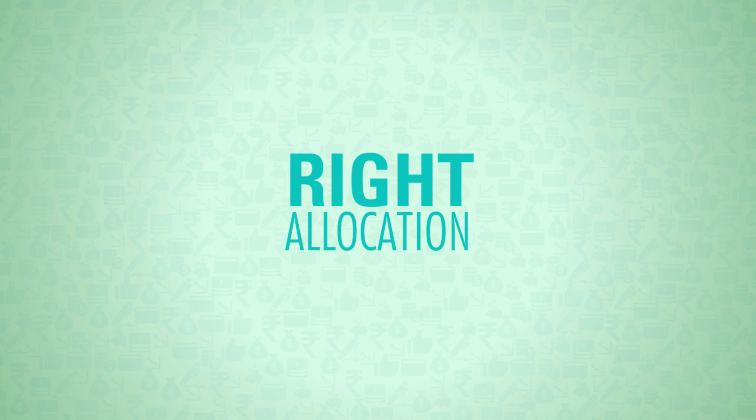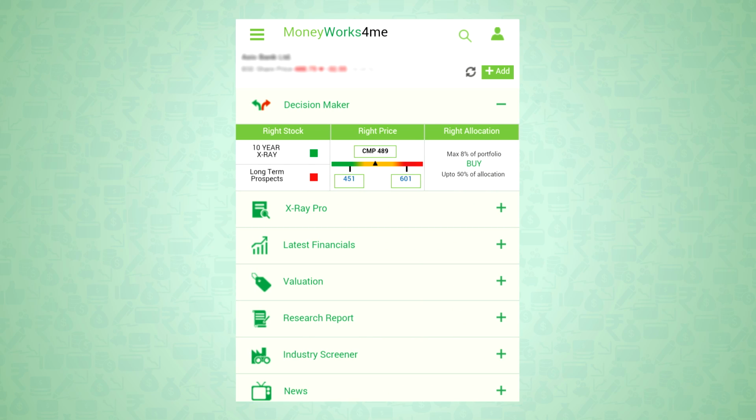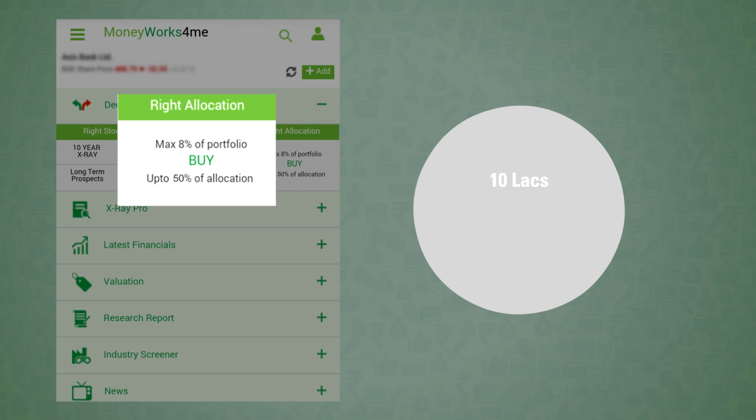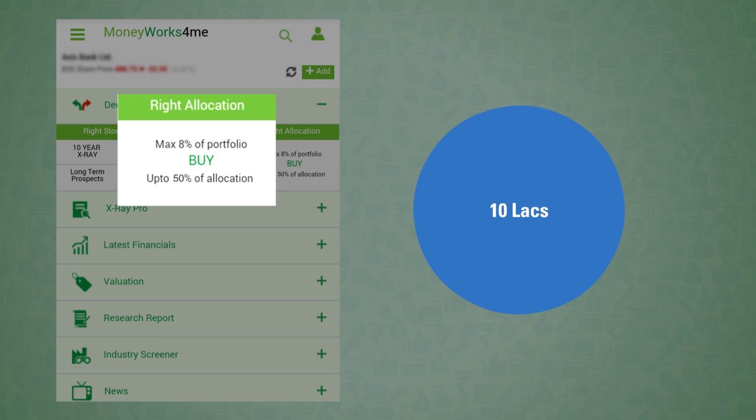What is the right allocation? To answer this, all you need to see is the decision maker. Here you will see the maximum allocation and the current recommended allocation. So when it says 8% and 50% of your allocation, and if your portfolio is say 10 lakhs, it means you should enter the stocks with 40,000 at the current price and be ready to invest another 40,000 in a phased manner if the price falls.